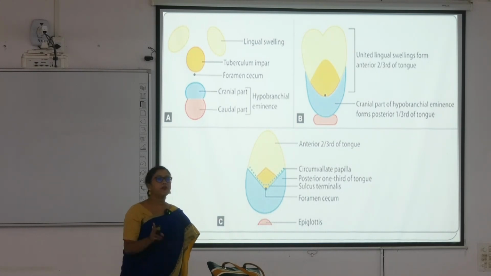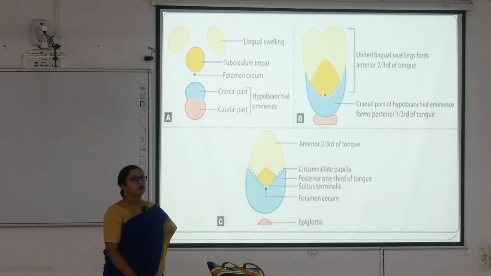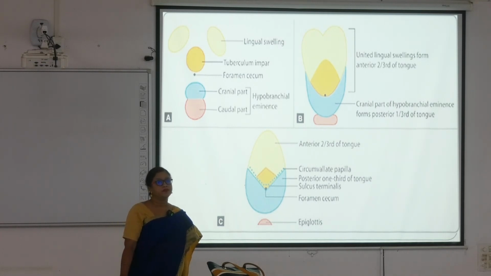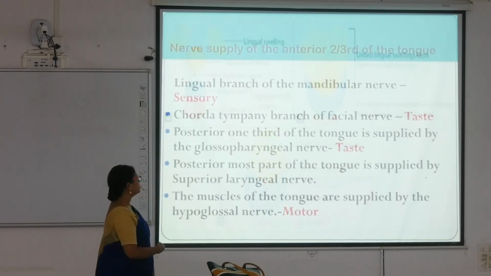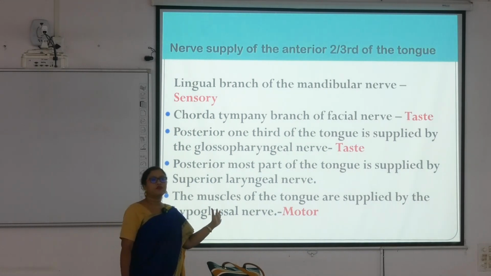Two nerves act because it is present on the posterior one-third of the tongue. And which branch of the vagus? What is the name of the branch? The vagus is direct, so which branch of the vagus will come? Superior laryngeal nerve. Superior laryngeal nerve of the vagus. So you could take one snapshot of this one.